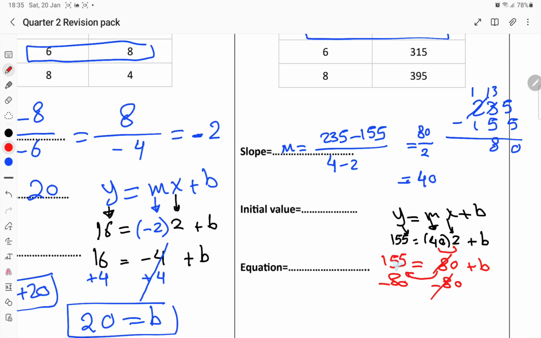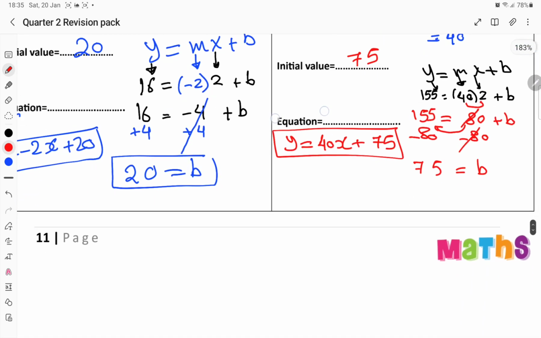80 minus 80 cancelled. 155 minus 80. Subtract 5 minus 0, 5. 15 minus 8, 7. So the b, or the initial value, is 75. So the equation is y equals, what is the m? 40x plus b, which is 75, and that's it. Very good.